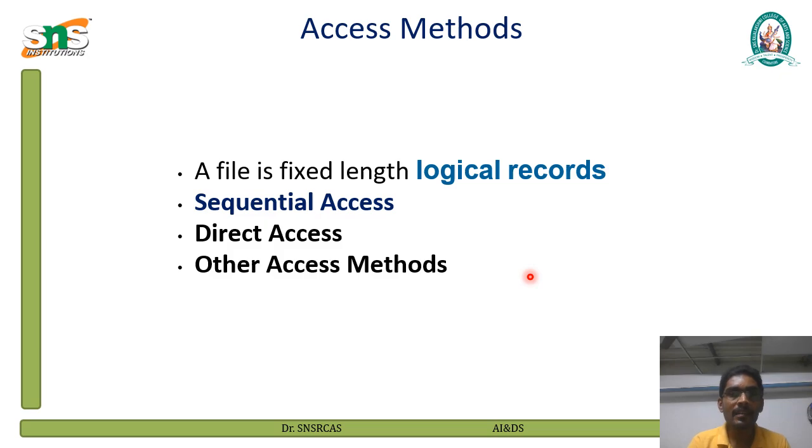Basically, a file is a fixed length of logical records. Whatever the file may be, it is actually stored in the directory or memory space as fixed size logical records. So in general, file access methods can be categorized into three types. The first one is sequential access, the second one is direct access, and there are some other access methods also available. Let us discuss them one by one.